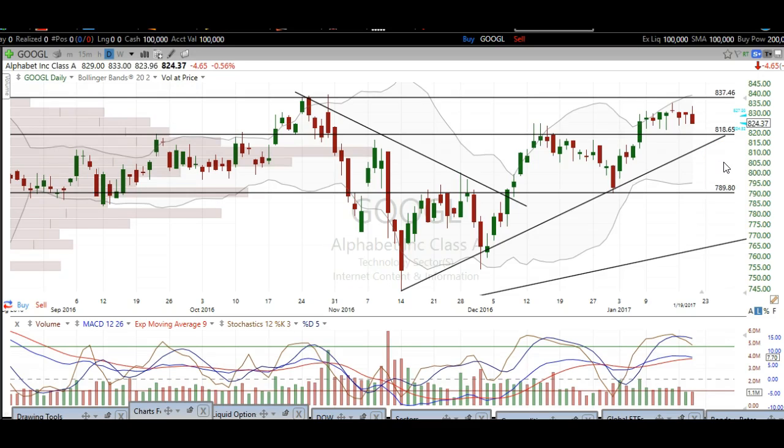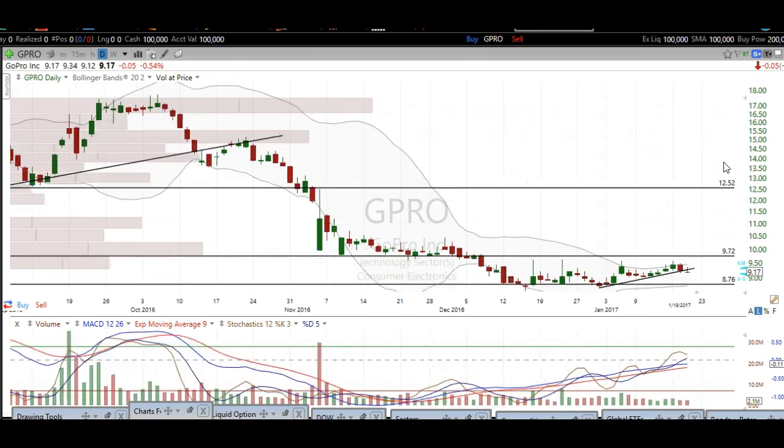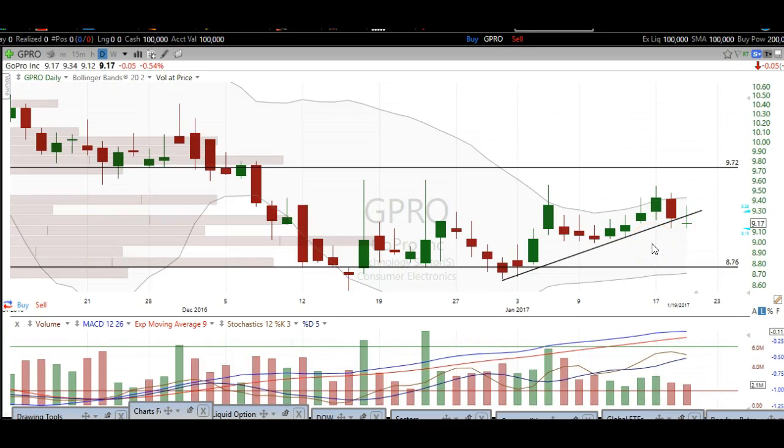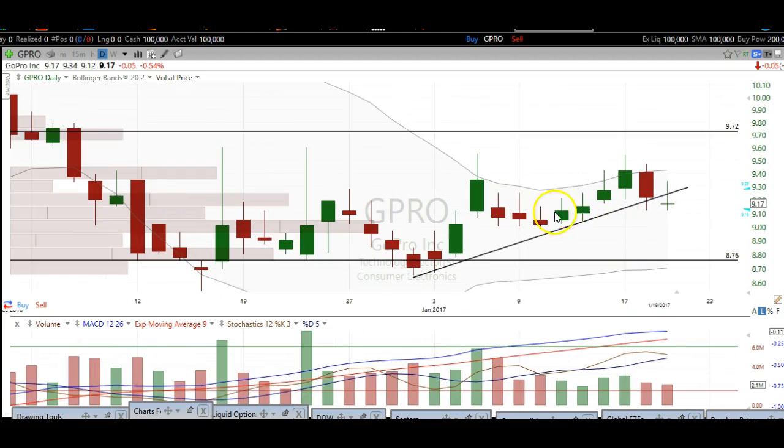The next one we're going to take a look at is GoPro. GoPro was another one that myself and members profited nicely off of. We had a nice little green day right here, and this is a fractal day. And a fractal day is a 3-day pattern here. So this is the beginning of the pattern.